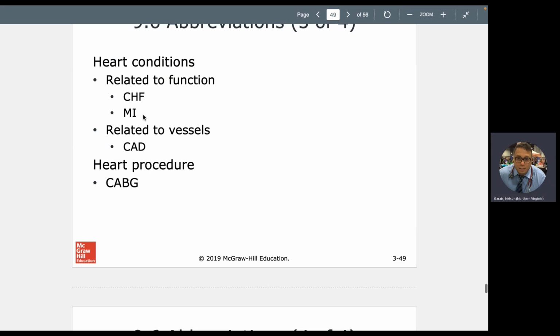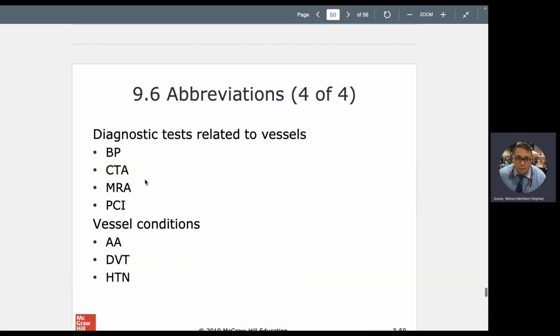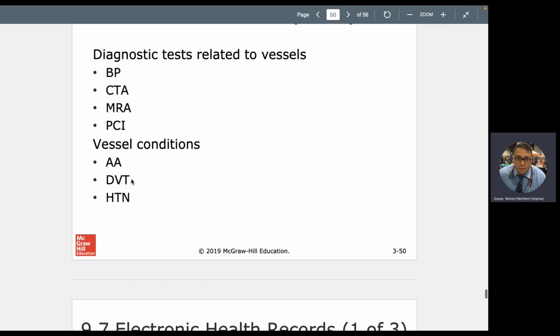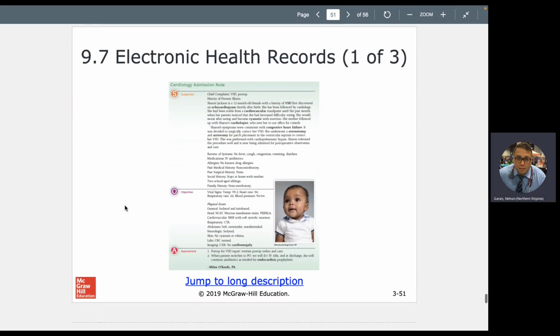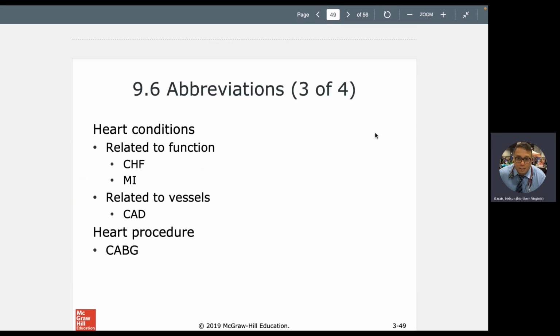CHF, congestive heart failure. MI, myocardial infarction. CAD is coronary artery disease. And of course, CABG, coronary artery bypass graft. BP is blood pressure. We mentioned MRI. DVT, deep venous thrombosis. And the funny thing about this one, HTN, is that's hypertension. Typically, it's written HPN lowercase, but things could change. So that concludes our quick review.